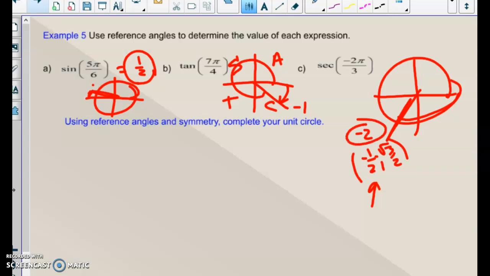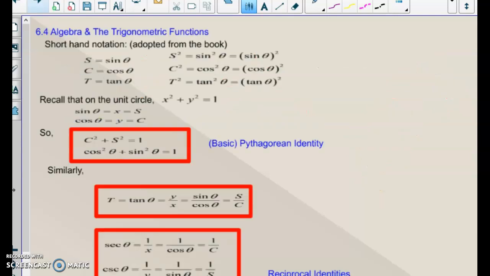But wait! We could have said, oh, what's my reference angle? Pi over 3. So pi over 3, we know the value up there at pi over 3, and we could have used that. Okay? All right. So let's talk, better stop there.